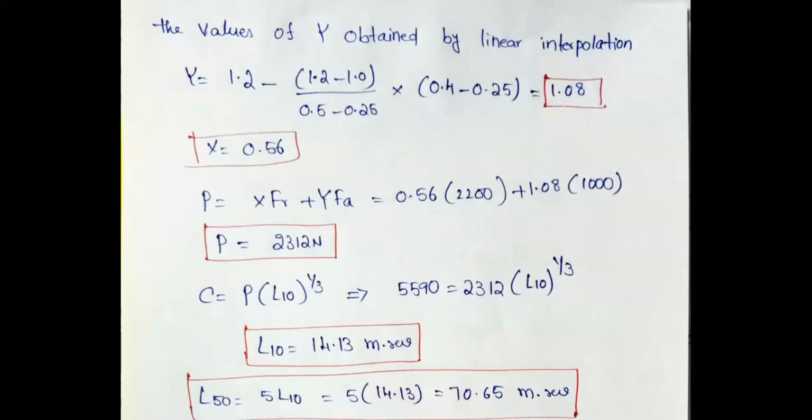70.65 million revolutions you will get. So the problem is very simple. When you know the value of X and Y, it is very, very easy for you. Please don't get confused.